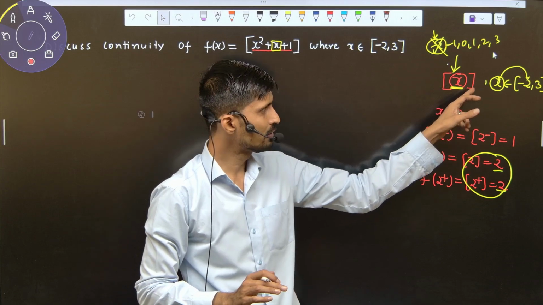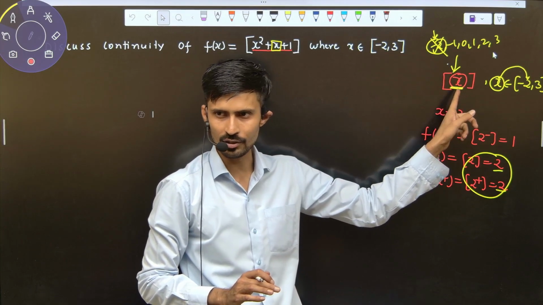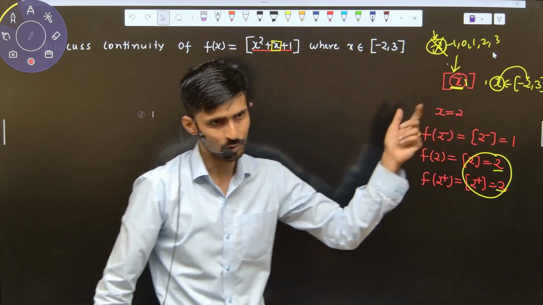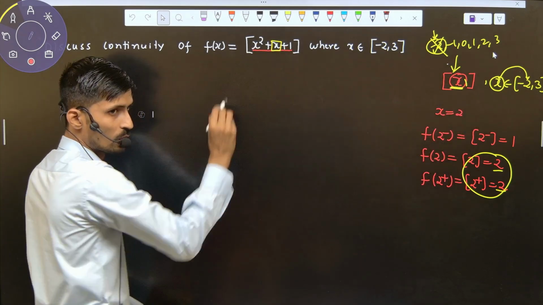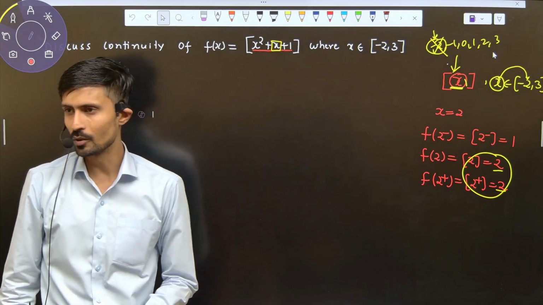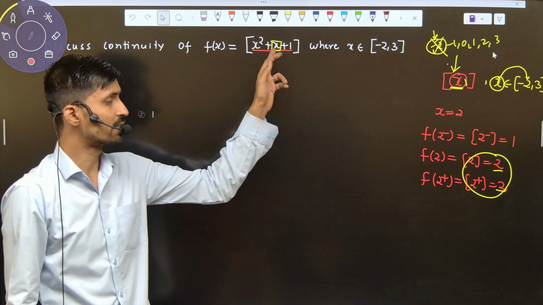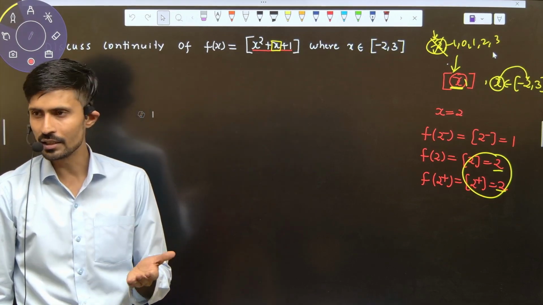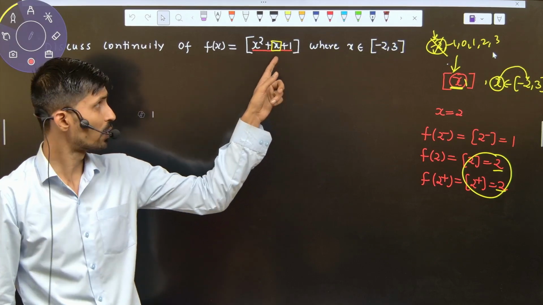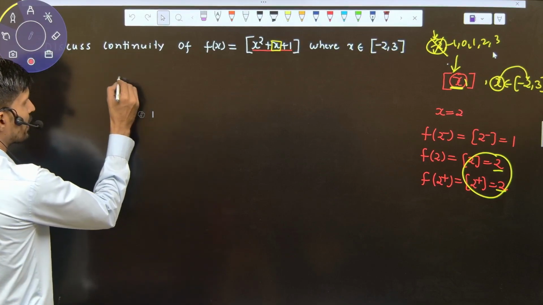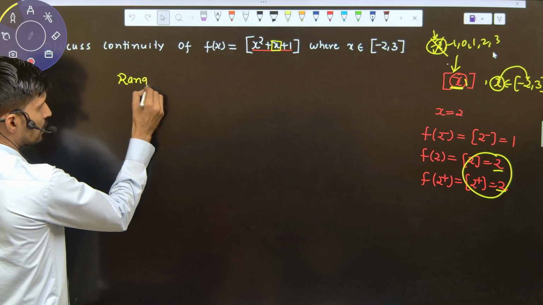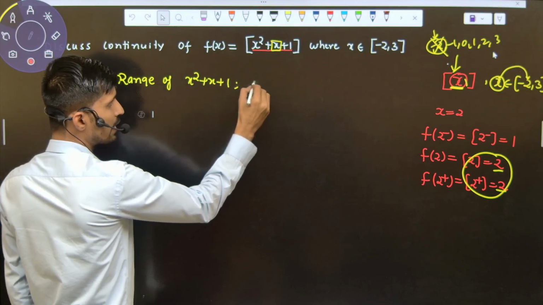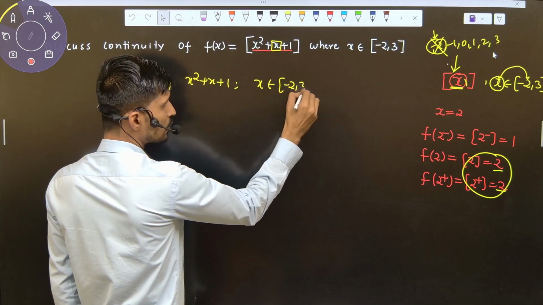If we want to find the points of discontinuity for the greatest integer function, we'll have to find what values that expression can hold. It means what is the range of x square plus x plus 1. If we know the range of x square plus x plus 1, we can say what values it will hold. It means we have to find the range of x square plus x plus 1 when x belongs to minus 2 to 3.